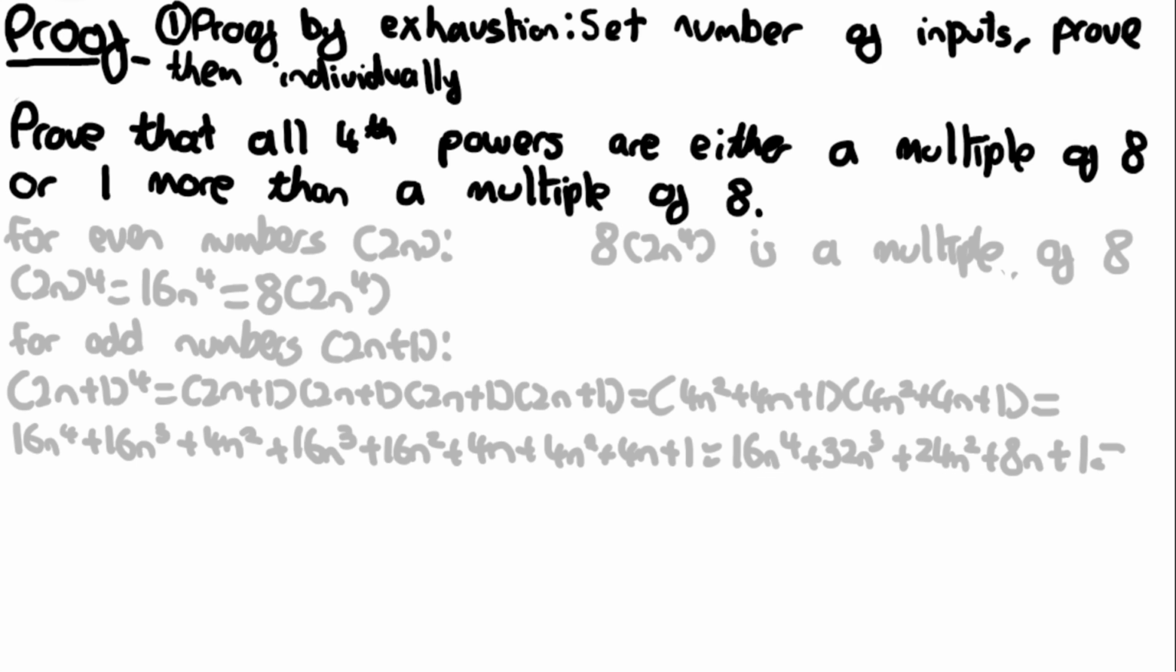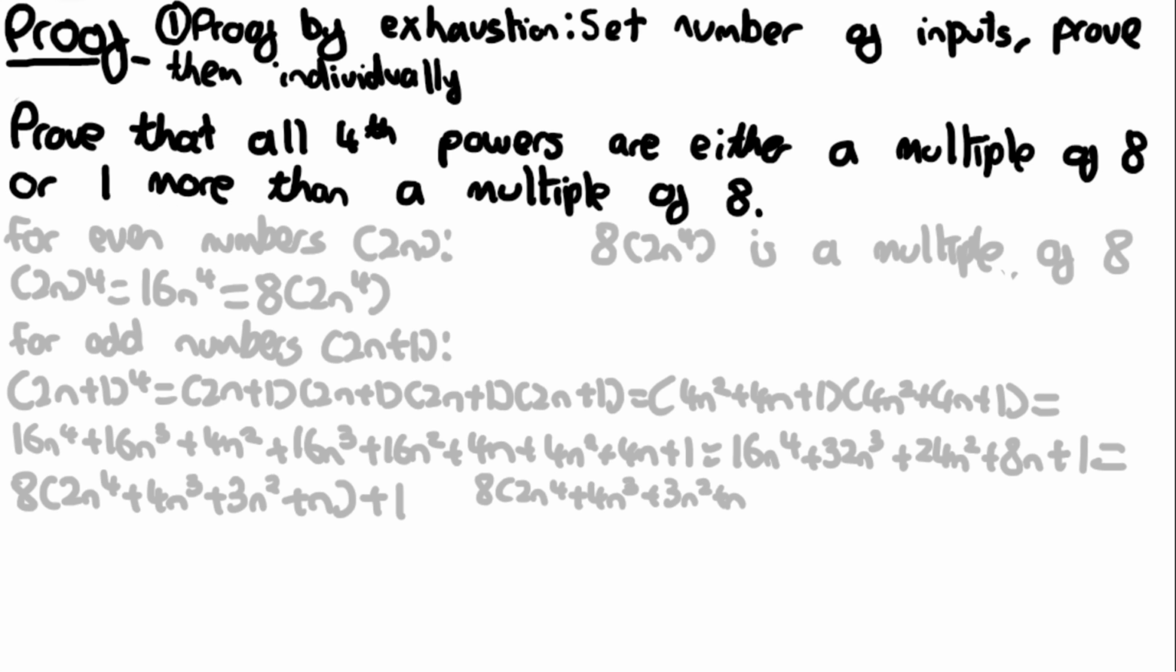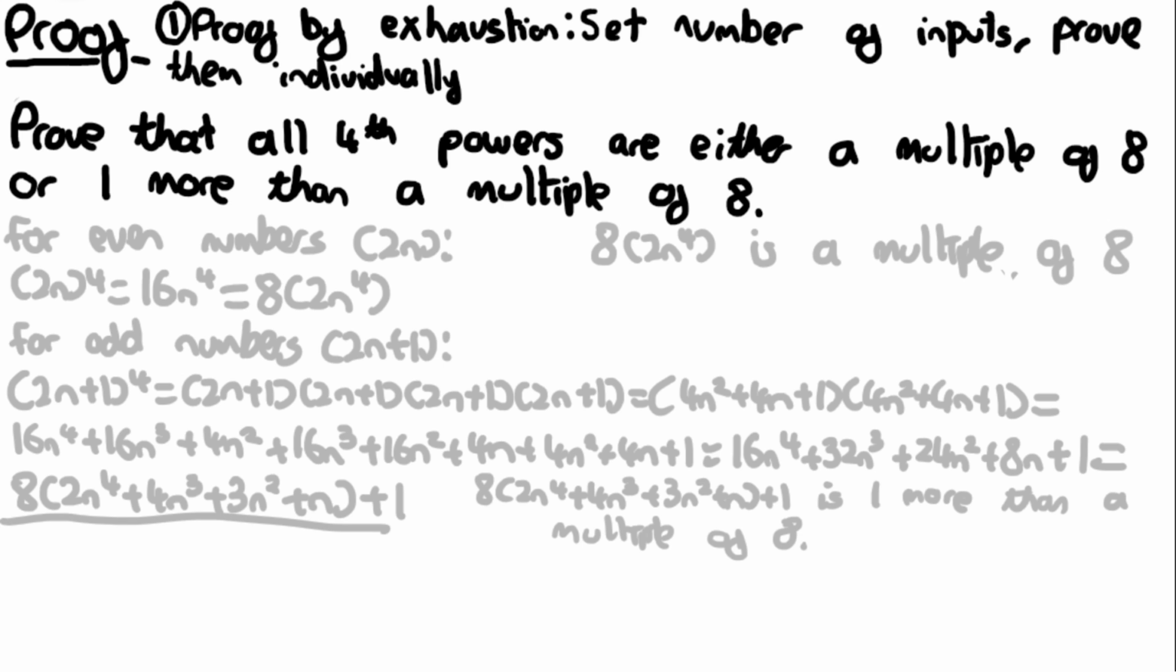So therefore we can factorise 8 out of this first part here to do 8(2n^4 + 4n^3 + 3n^2 + n), and this is going to be plus 1. And then because this here is a multiple of 8, again because we're timesing this by 8, then by definition it's going to be a multiple of 8. If we plus 1 to it, it is going to become 1 more than a multiple of 8. So therefore 8(2n^4 + 4n^3 + 3n^2 + n) + 1 is going to be 1 more than a multiple of 8, as this here is a multiple of 8 because we're timesing it by 8, and then we're just plussing 1 on the end to make it 1 more than the multiple of 8.